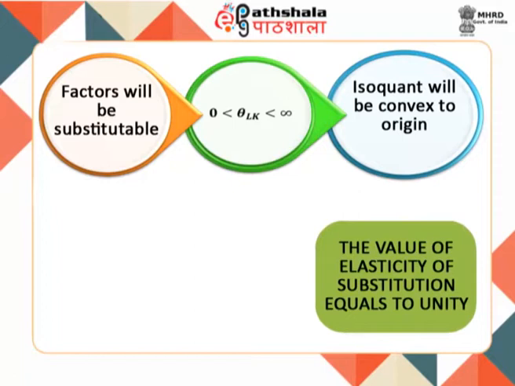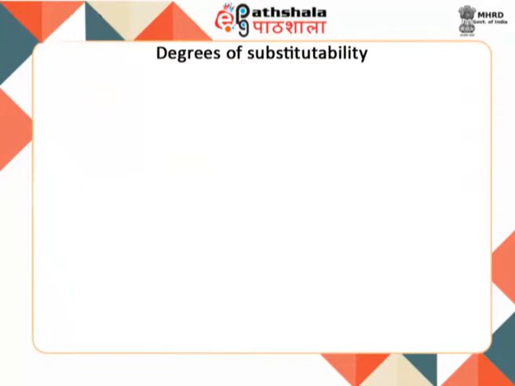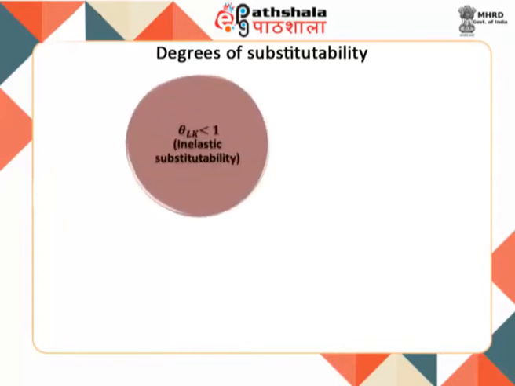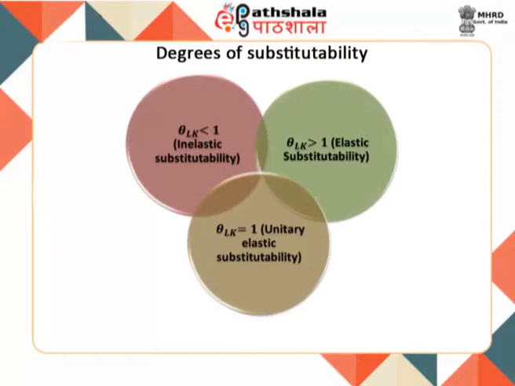The value of elasticity of substitution equals unity for Cobb-Douglas production. We can compare the degrees of substitutability by considering the following three cases. When we have inelastic substitutability, then theta LK is less than 1. When we have unitary elastic substitutability, then theta LK equals 1. And lastly, factors have elastic substitutability when theta LK is greater than 1.